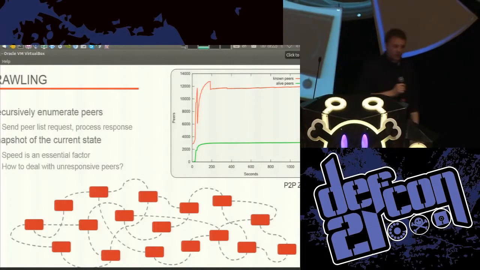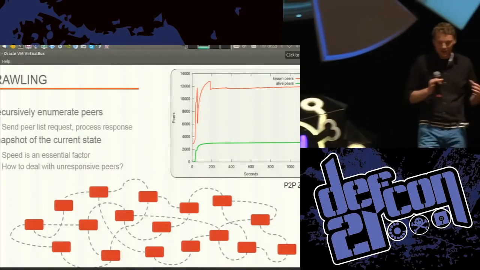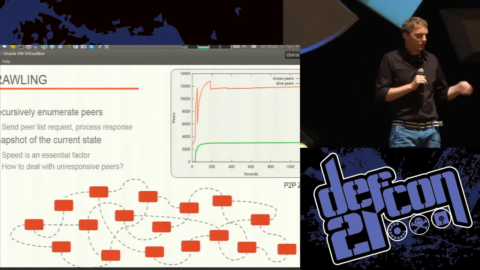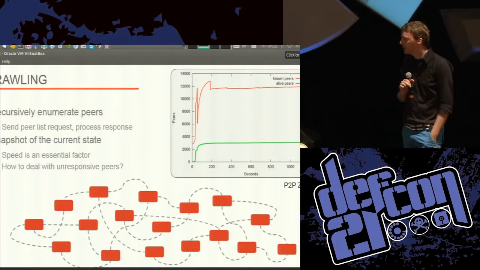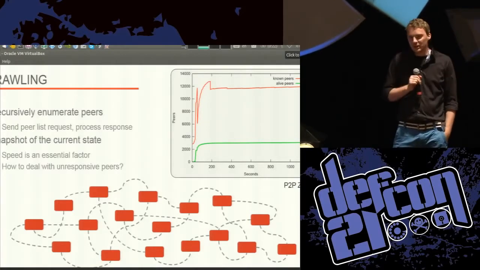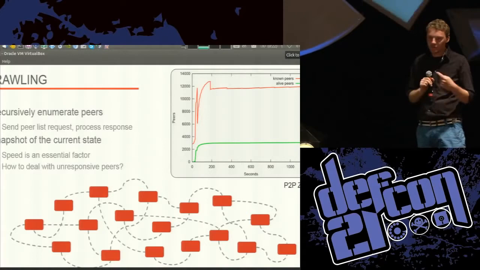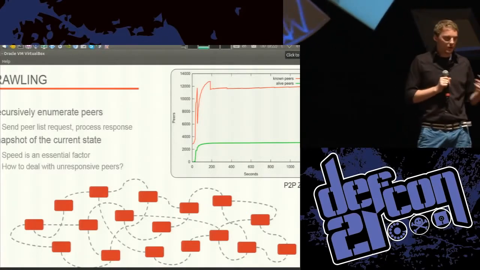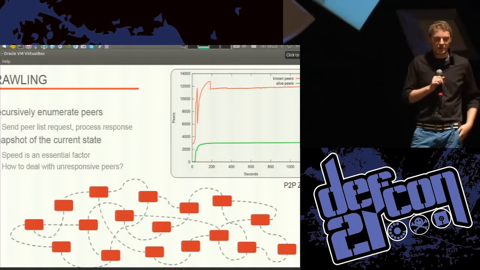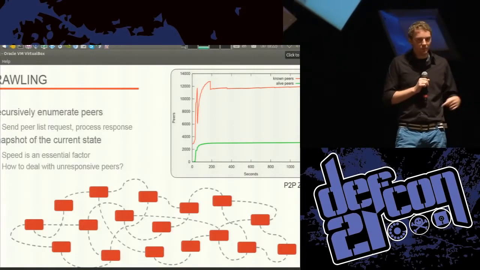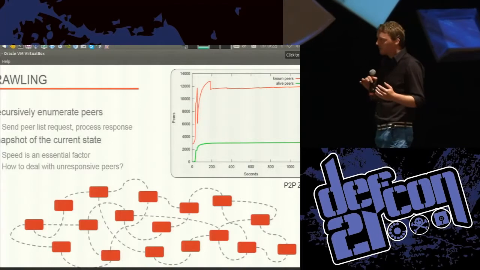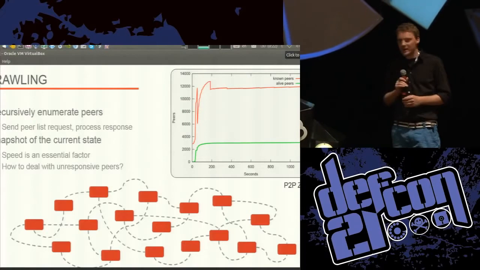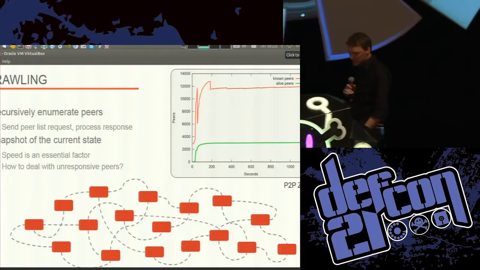And one important thing is crawling speed. Ideally, we would be able to take a snapshot of the current peer-to-peer graph, and then enumerate the peers in that snapshot. But that's not possible. First off, because you have to do that actively. You have to send out requests and process the responses, and that takes time. And while you're doing that, the structure of the graph might be changing. Peers might go offline, new peers might come online. So you will never be able to get that snapshot, but to come closest to that, you want to be as quick as possible.